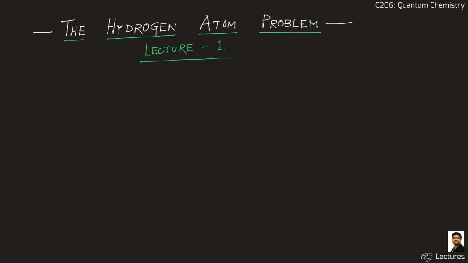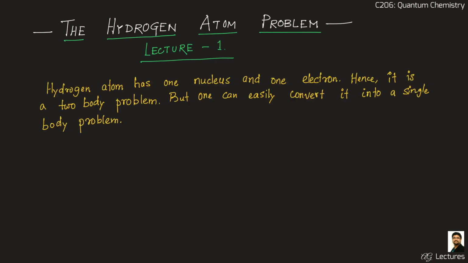Very welcome to the lecture series on the hydrogen atom problem. This is lecture one of the series where we'll start formulating the theory of hydrogen atom. The hydrogen atom problem is actually a two-body problem. We have one nucleus and one electron. But this two-body problem can easily be converted into a single-body problem, and we'll quickly see how that can be done.